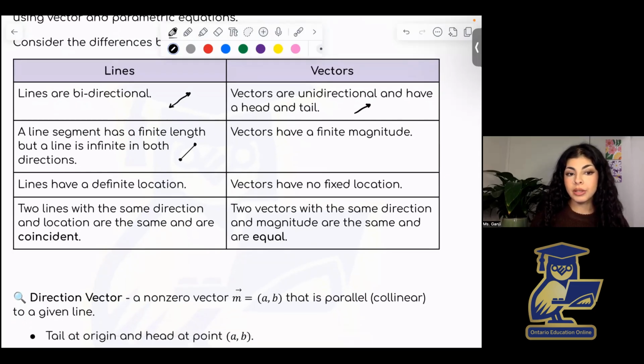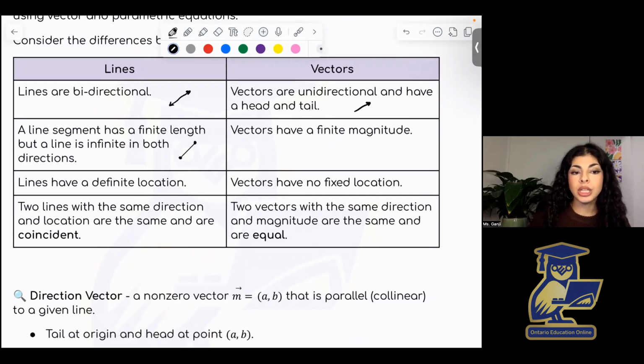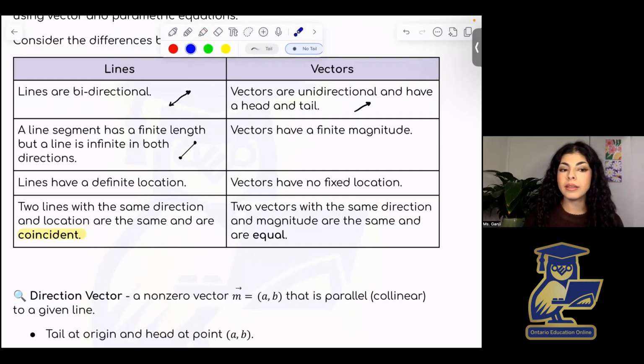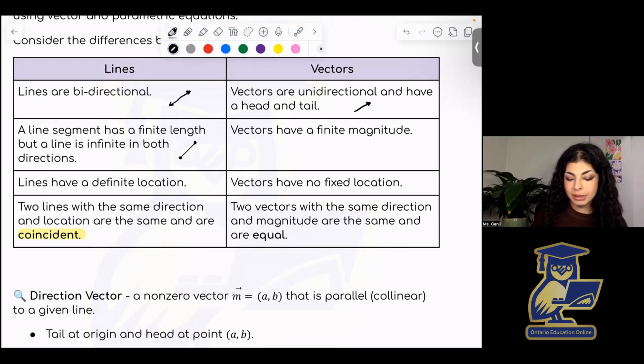Lines also have a definite location, whereas vectors have no fixed location in space. Two lines with the same direction and location are the same and are said to be coincident. I will define this for you later on in context as well, but that's pretty much two lines that are exactly the same. Whereas two vectors with the same direction and magnitude are the same and we call them equal. So they may not necessarily be in the same space.